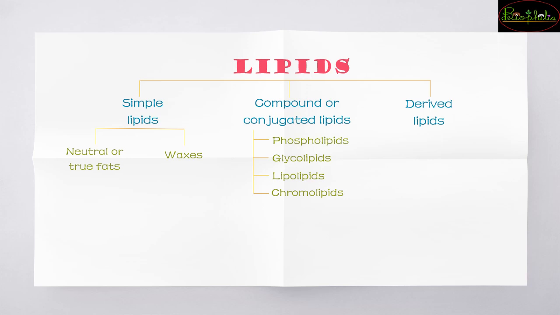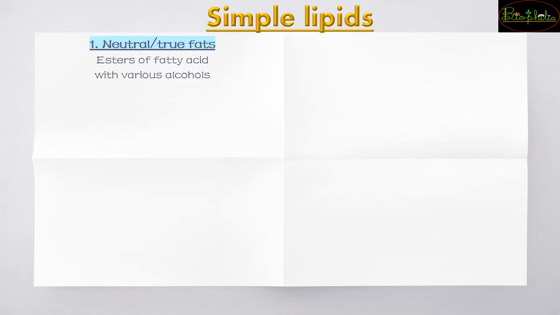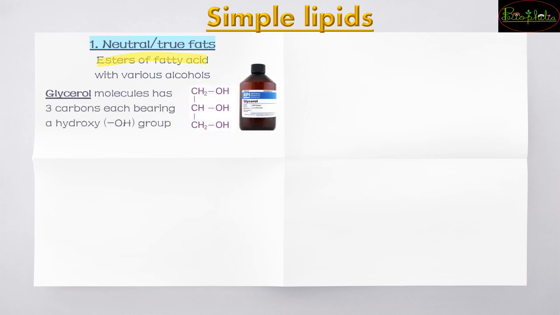So this is a small chart that can give you a summary of how the lipids are classified. First we will see the simple lipids. Simple lipids have two categories: the neutral or true fats, and second, the waxes. Neutral or true fats are nothing but the esters of fatty acids. These esters of fatty acids will have alcohols in them. For example, glycerol. Glycerol molecules have 3 carbon atoms which bear a hydroxy group, that is OH group.